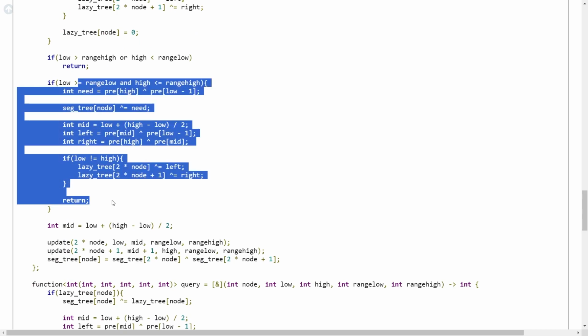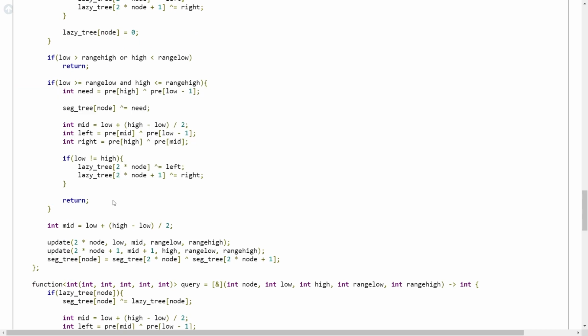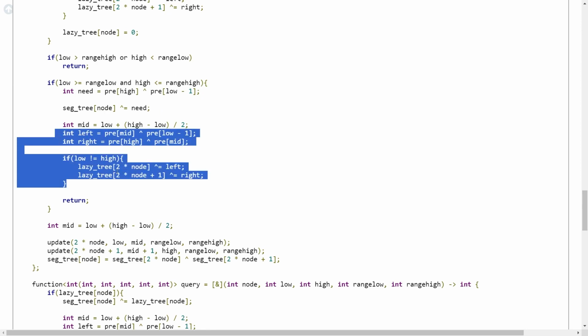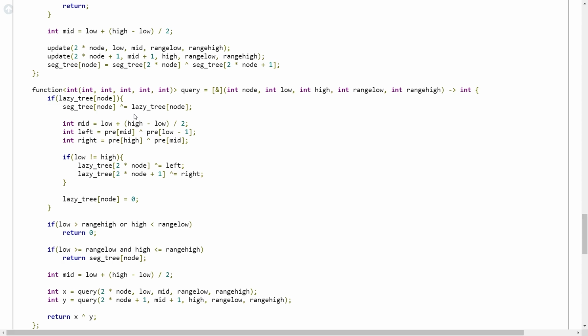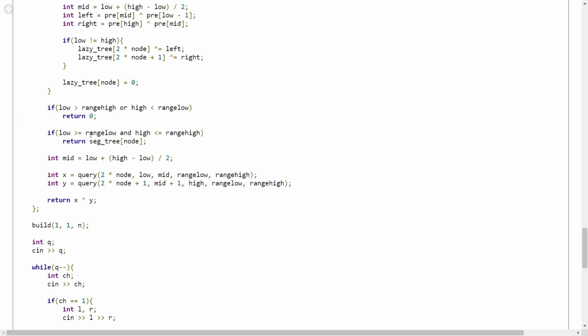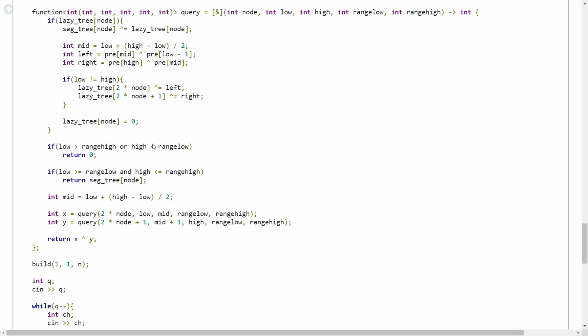This is the part when your current range lies exactly inside the range that you need to find the answer for. For this, you would want to take the XOR with the XOR of the current subarray, and I update my seg tree of node as XOR with need. So if I have more elements on the left and the right halves remaining, I'm going to update lazy tree for those particular nodes. Right. So this is the update function, and this is my updating of current node. Similarly goes for query. I just needed to show you how these lazy update functions are done. So the query is very simple, similar to the update functions.